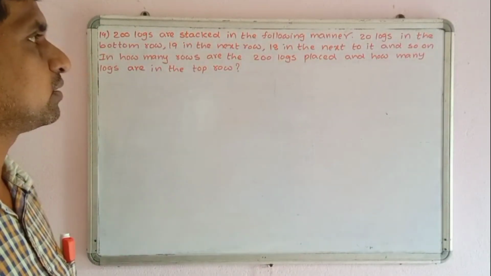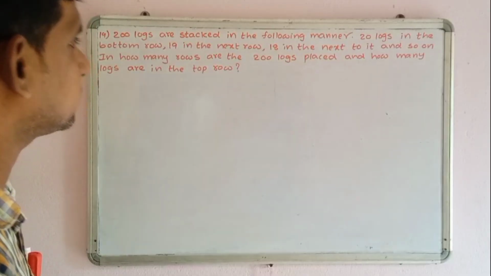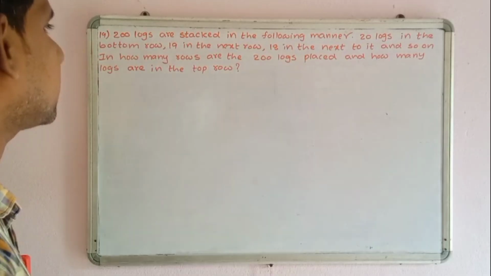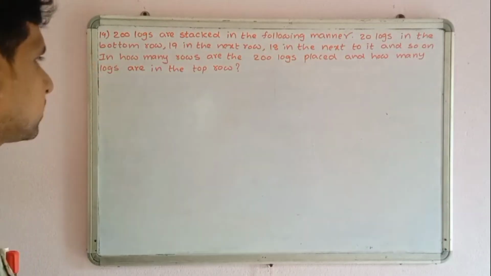The following manner: 20 logs in the bottom row, 19 logs in the next, 18 in the next, and so on. How many rows are there if 200 logs are placed, and how many logs are in the top row?